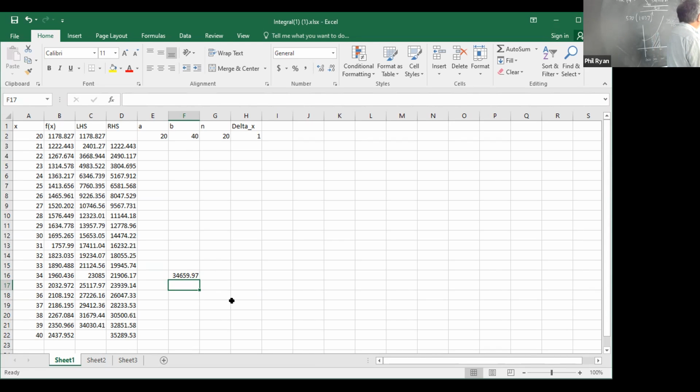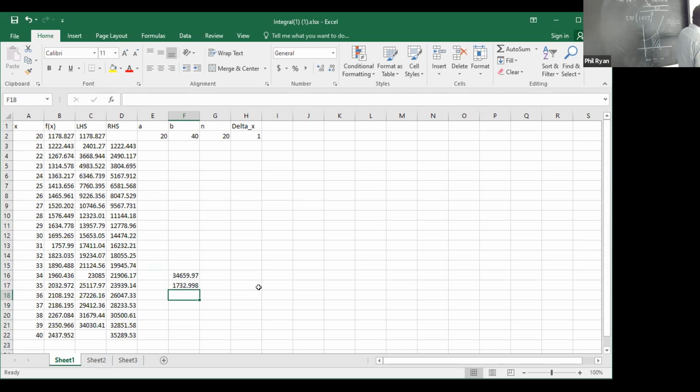we'll then divide by the number of years. And so if we do equals F16 divided by 20, we get that answer there, 1733. And so we get as our approximation that the average population of the town will be 1,733,000 people for that 20-year period.